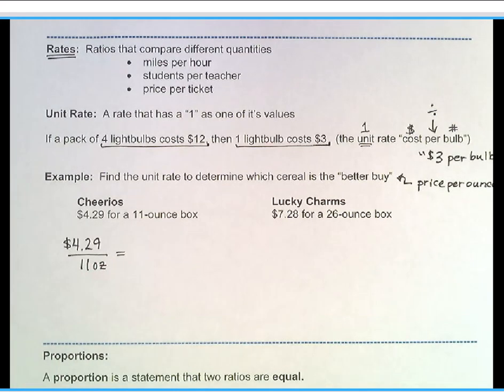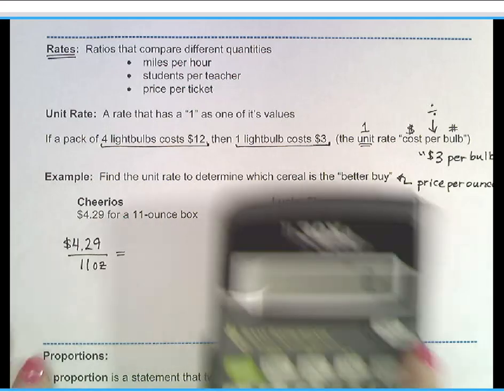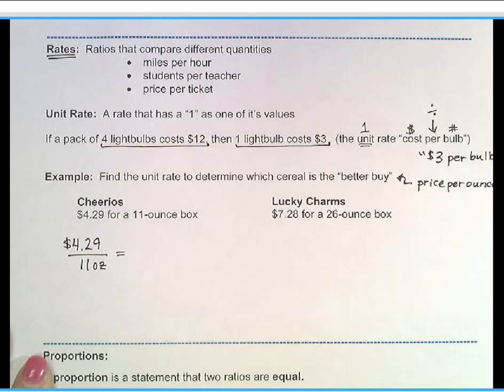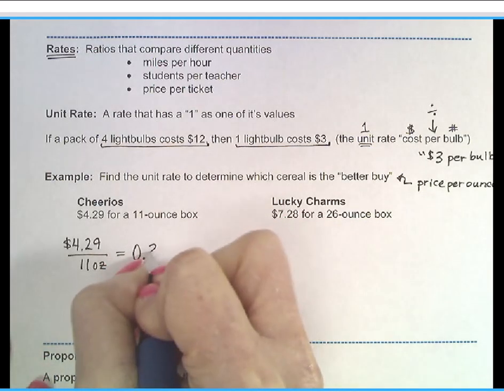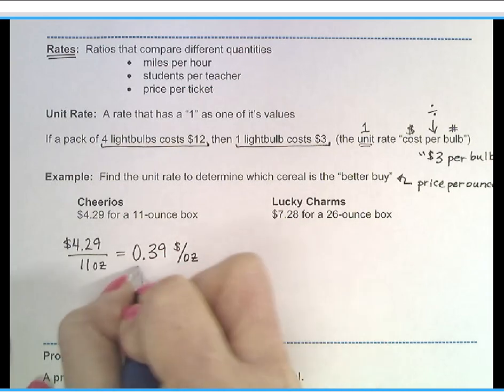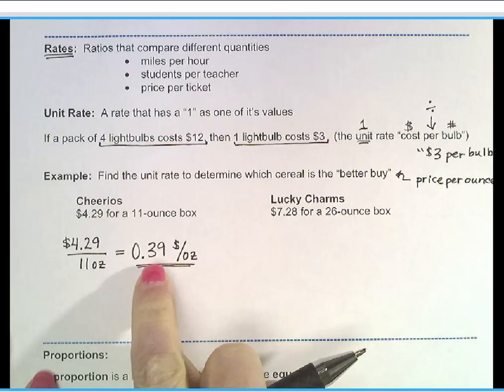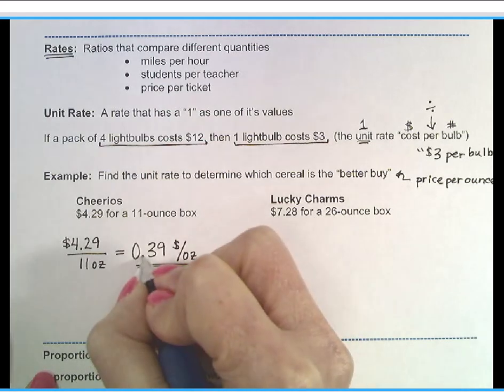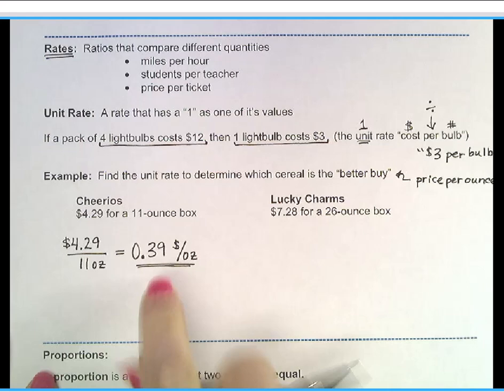And you can just divide this with whatever little calculator you happen to have. I'll just use this one. 429 divided by 11. And we get 0.39. And that is dollars per ounce. So it costs you, now that's really 39 cents because it's a decimal number, 39 cents for each ounce, right? Or $0.39 per ounce. That's how much Cheerios cost.